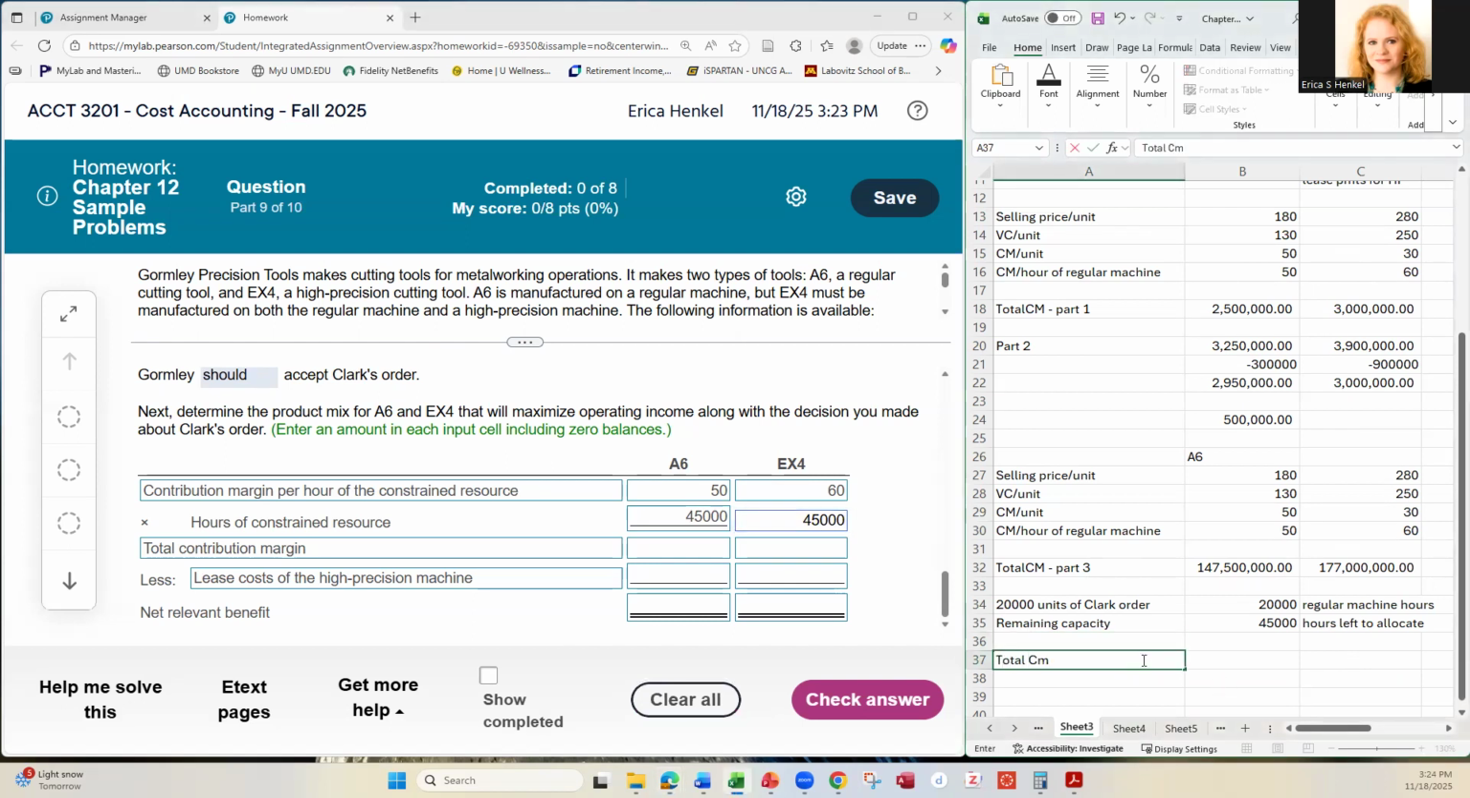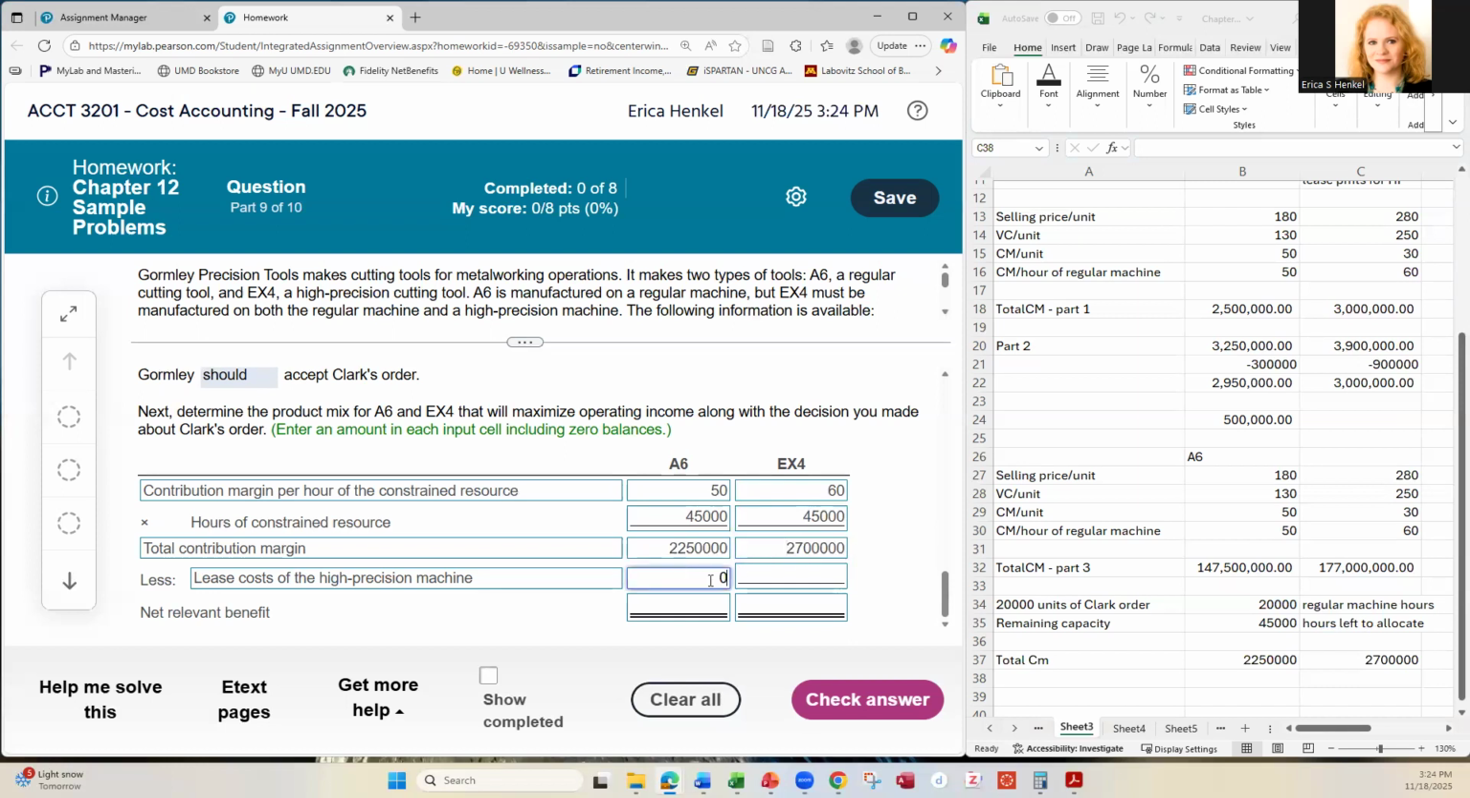So total contribution margin here is going to be 50 times 45,000. So 2,250,000. And over here is going to be 60 times 45,000. Oops, that was an extra zero. Hold on. There we go. So 2,700,000. And this is going to have no lease costs. This is going to have 600,000. So 2,250,000 here. This is only 2,100,000 when we subtract that out.